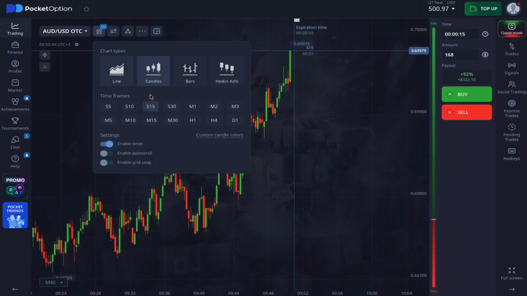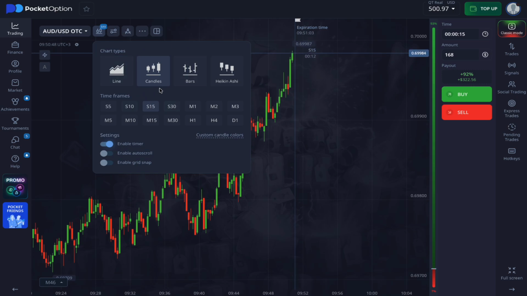Before starting a trading session, I always recommend setting the chart type to candlesticks. This is the most optimal chart type on this broker. For the interval, I've selected 15-second candles. We'll be trading and doing technical analysis on these today.